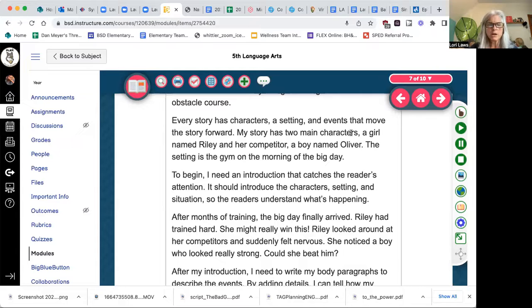My story has two main characters, a girl named Riley and her competitor, a boy named Oliver. The setting is the gym on the morning of the big day.